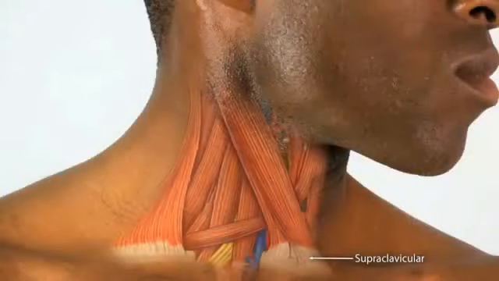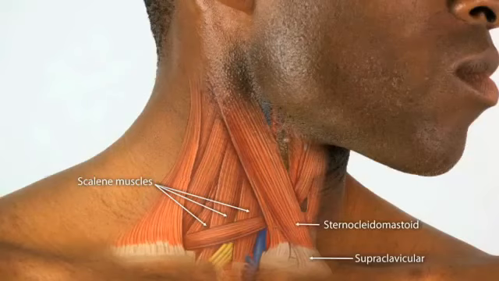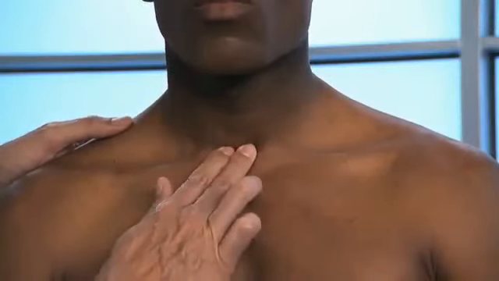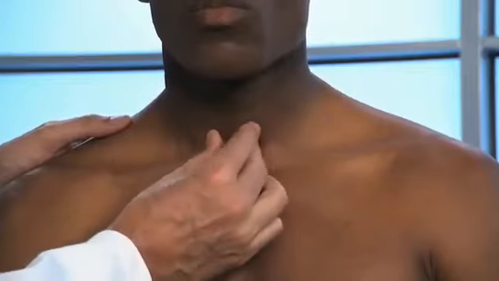Inspect the patient's neck for retraction of the accessory muscles, namely the supraclavicular, sternocleidomastoid, or scalene muscles, suggesting respiratory difficulty. Normally, this is not present. Palpate in the sternal notch to check the position of the trachea. It should be in the midline.